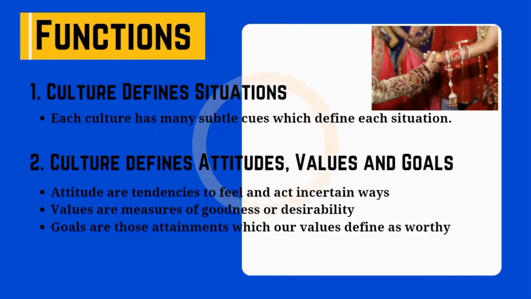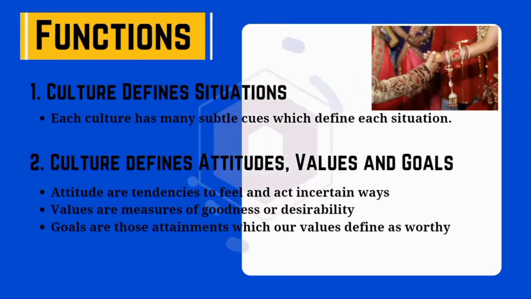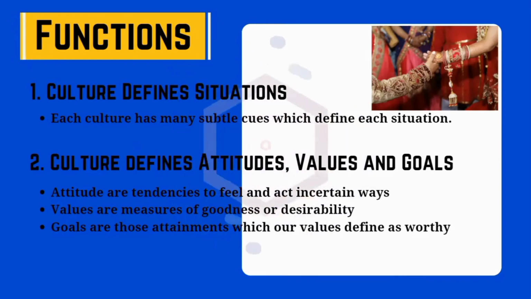Second, culture defines attitudes, values, and goals. Attitudes are tendencies to feel and act in a certain way in a certain situation, and values are measures of goodness or desirability. So what we want, what we think is good, what is valuable, what is important to us. And goals are those attainments which our values define as worthy.